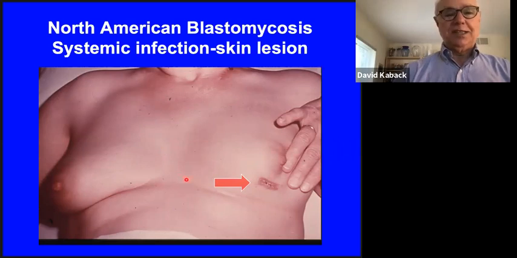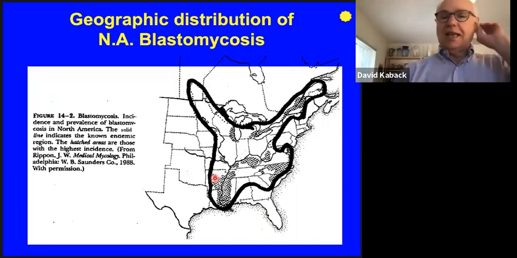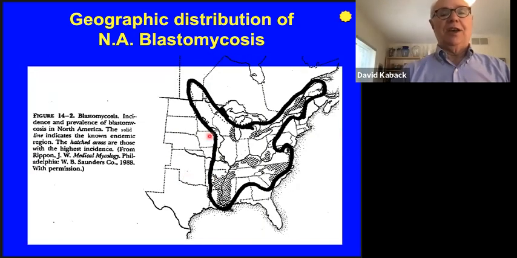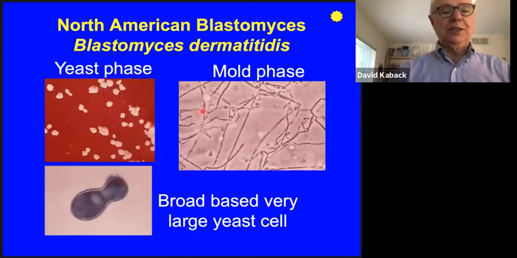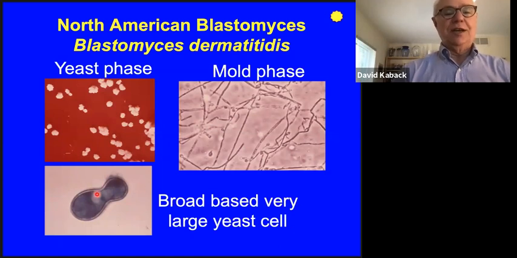Blastomyces dermatitidis. This organism has a slightly different geographical area compared to histoplasma capsulatum, largely overlapping, but it goes a little bit further north to the Great Lakes and the St. Lawrence River as well. It looks completely different. It's a much, much bigger yeast cell shown here. It's got a big base at the site of the bud shown here.